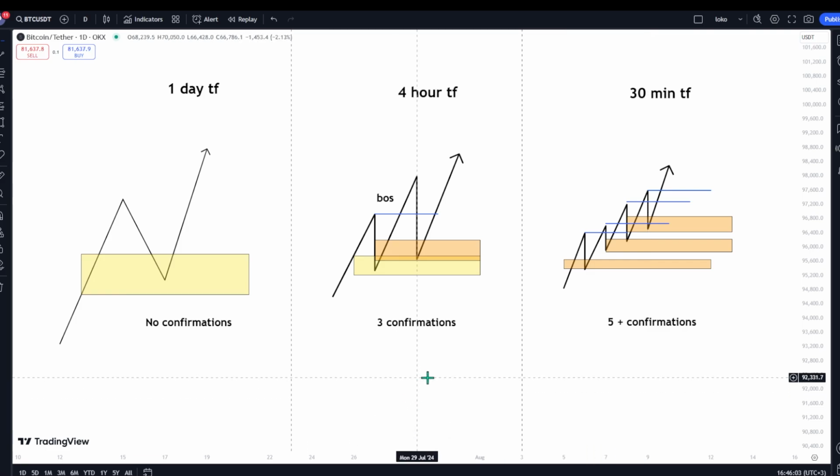Here you can see the different time frames: 1 day, 4 hours and 30 minutes. And in this simple example I will show you how to get confirmations of your trade, and after 5 minutes of this video you will understand when you need to open the trade and when you don't.